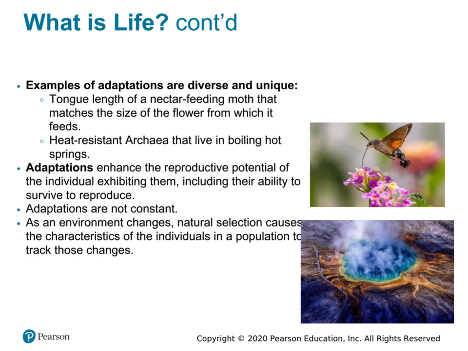Here are some examples of adaptations. They're very diverse and unique, like the tongue length of nectar-feeding moths, and they happen to match the size of the flower from which it feeds. And that probably happened because adaptations occurred in the genetic code that produced some offspring that had a certain length of a tongue, and it happened to fit the flower they feed on really well.